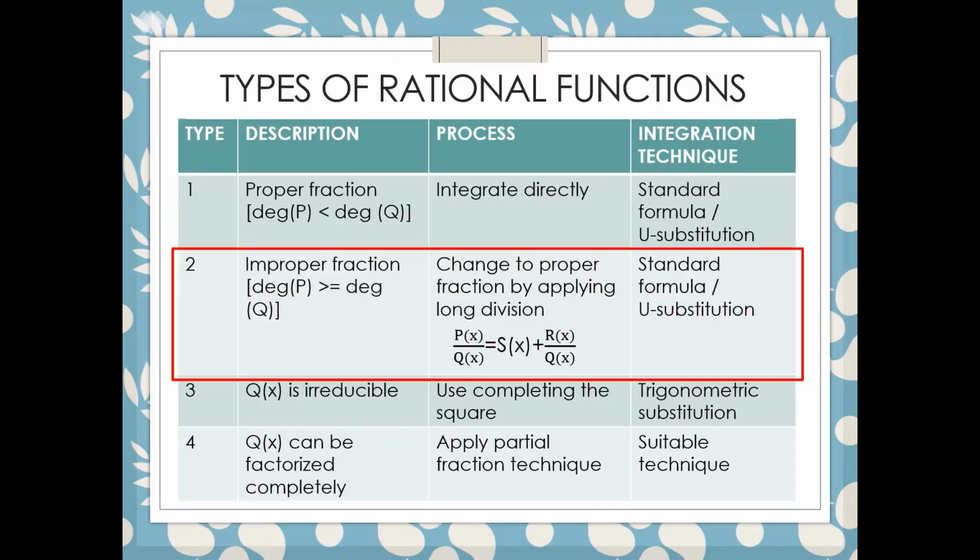Proceed with type 2 of rational function. Type 2 is known as improper fraction, in which the degree of the numerator is greater than or equal to the degree of the denominator. To integrate a rational function of this form, you need to change the form to proper fraction first by performing long division and express the function as the quotient plus the remainder over the divisor. The integral can then be solved using either standard formula or substitution.